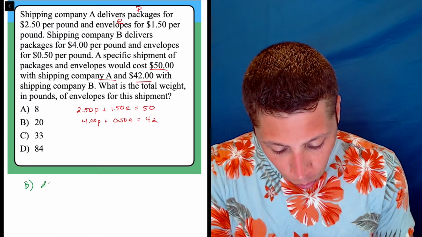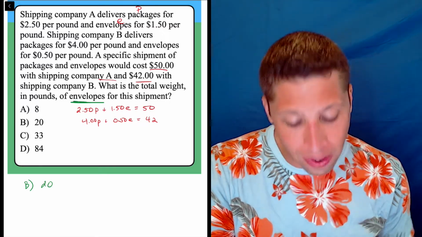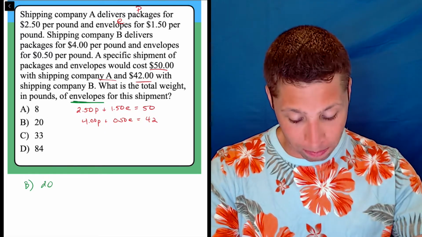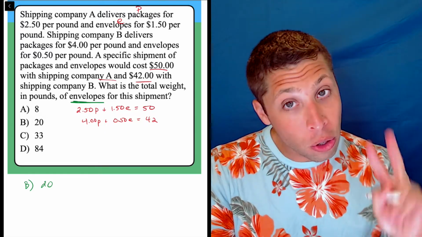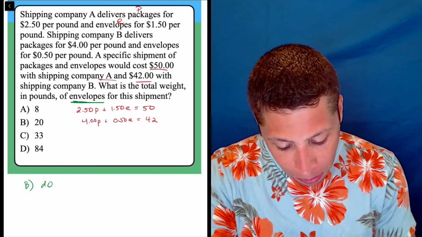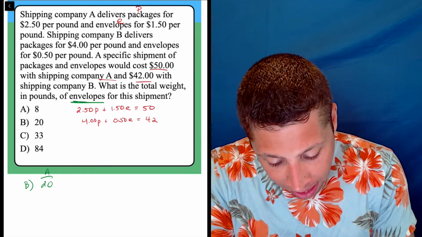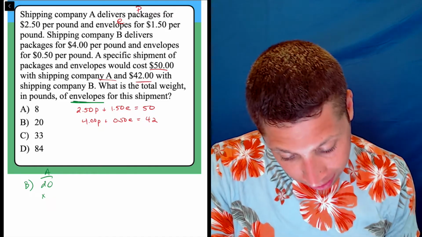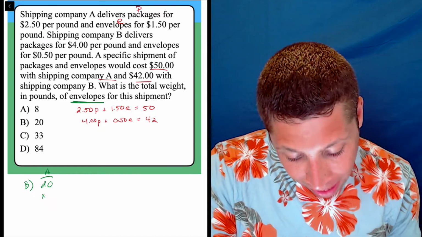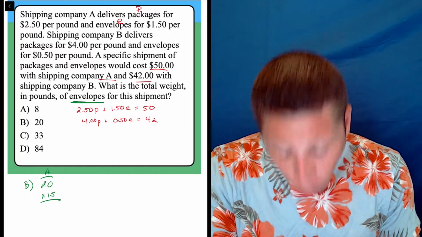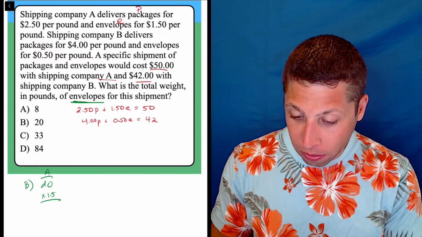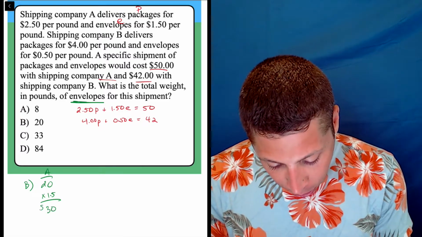So what is the 20? Well, 20 is the number of envelopes, or the pounds of envelopes, I should say, in this story. So what do we know about them? Well, we know two things. If we are dealing with shipping company A, then the pounds of envelopes are going to be 20 times, let's see, A is going to be $1.50 for each pound of envelope. So I have to multiply that. That is 20 times 1.5, and that is $30.